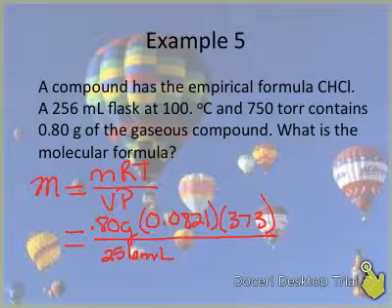Okay, and then our pressure. So we need to do a little bit of math on the pressure. What's the conversion factor for torrs to atmospheres? 760. So I'm going to take 750 divided by 760, and I'm going to get 0.987.